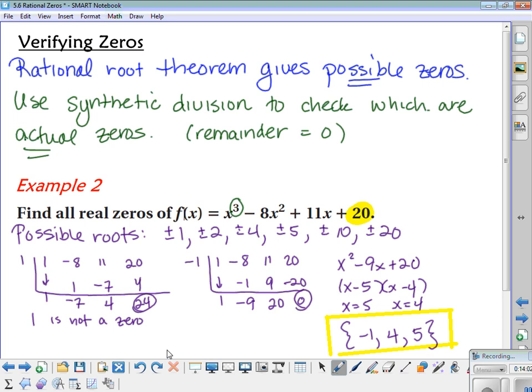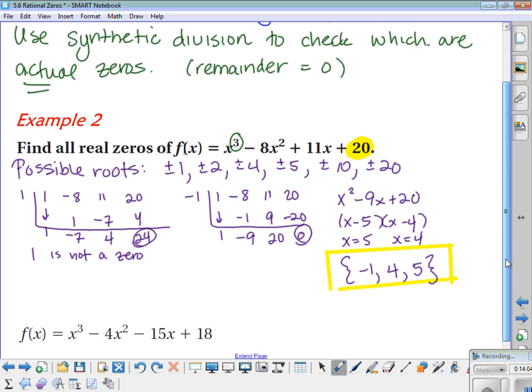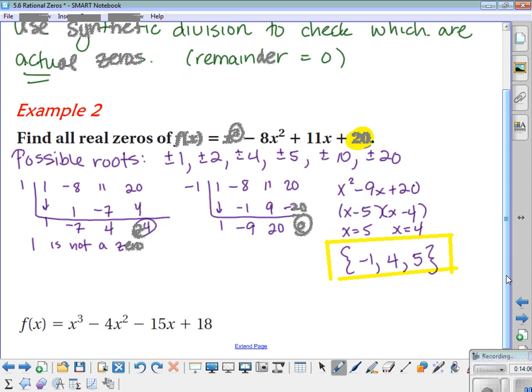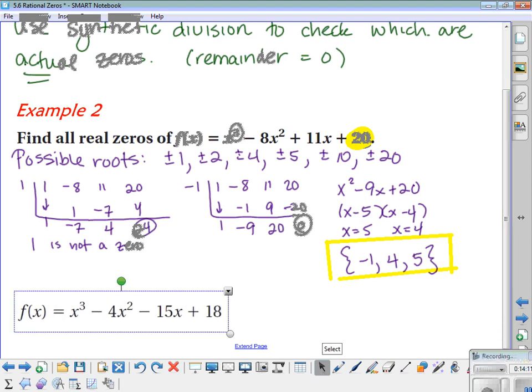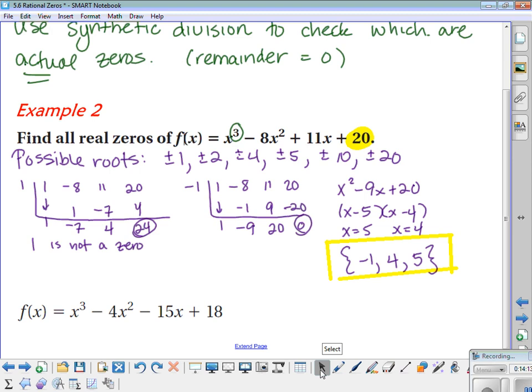Okay? Alright, so I'm going to give you guys one to give it a shot here. We've got f of x equals x cubed minus 4x squared minus 15x plus 18. I'll let you guys try and find the zeros for that one.